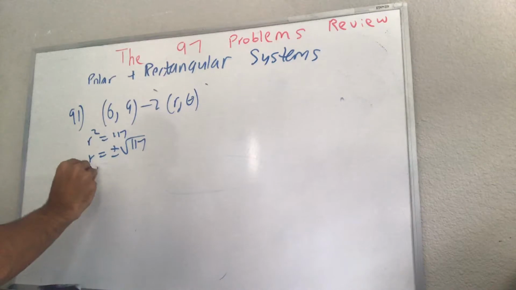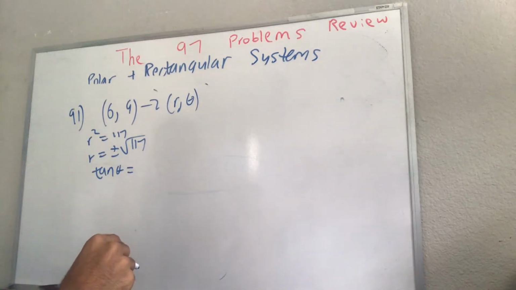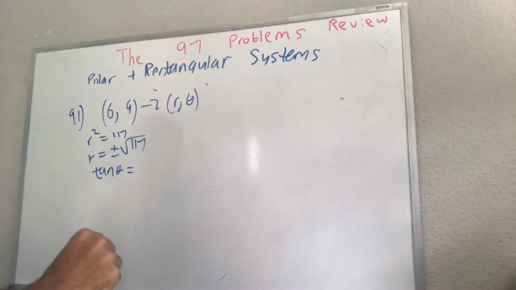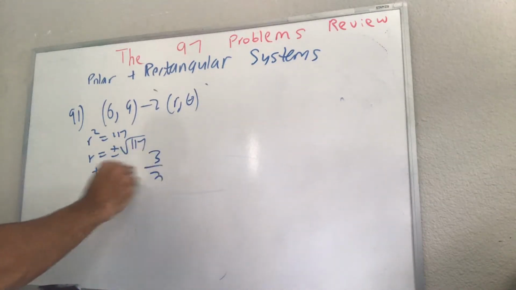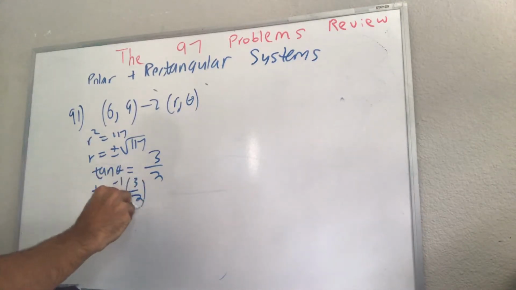We know the tangent of theta is equal to y over x, or the opposite divided by the adjacent. That's 9 over 6, or 3 over 2. Tangent inverse of 3 over 2 will give us those possible angles.